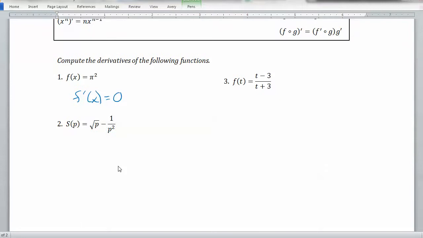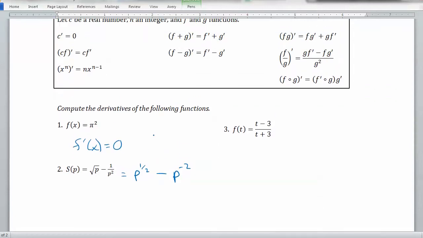For number 2, s of p is square root of p minus 1 over p squared. We can rewrite that as, well, square root of p is p to the 1/2, and 1 over p squared is p to the -2. And so we just have a couple powers of p, and for that we can use the power rule, which is right here. That has a variable of x instead of p, but it works the same way.